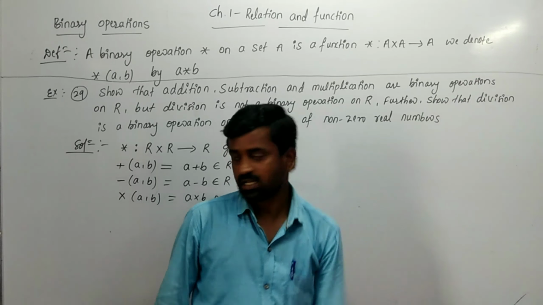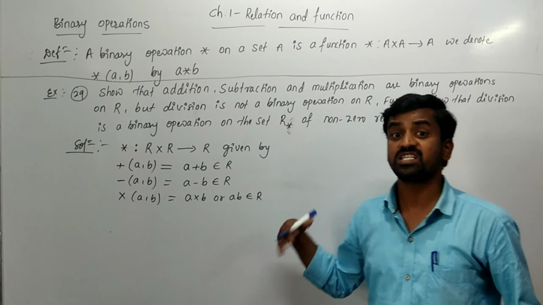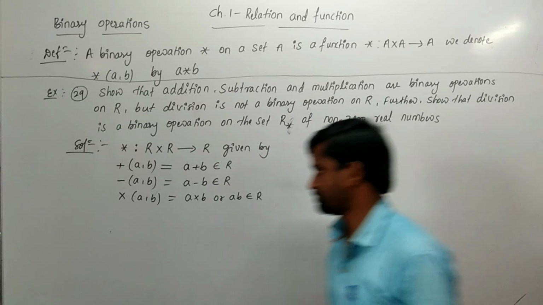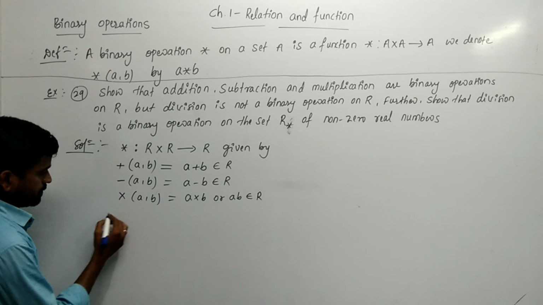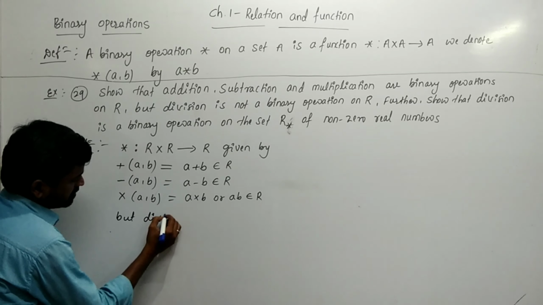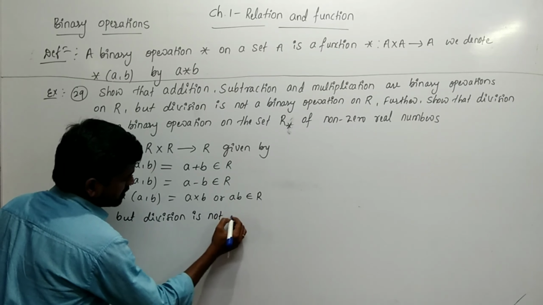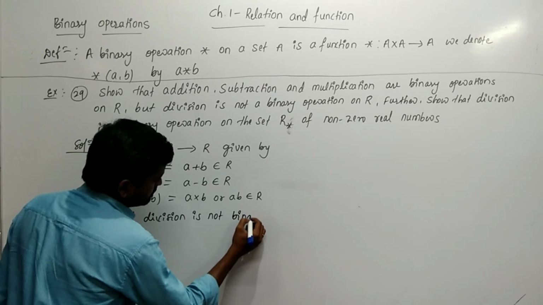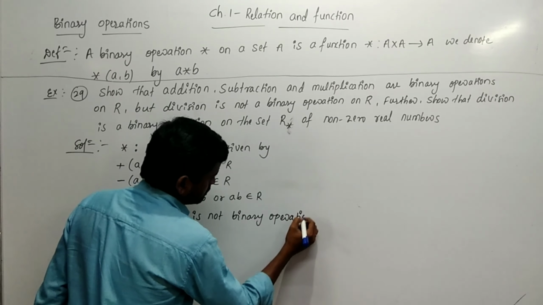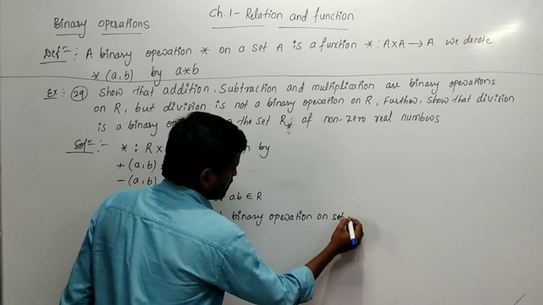Further show that division is a binary operation on the set R star. What is R star? R star is the non-zero real numbers. But division is not a binary operation on set R.